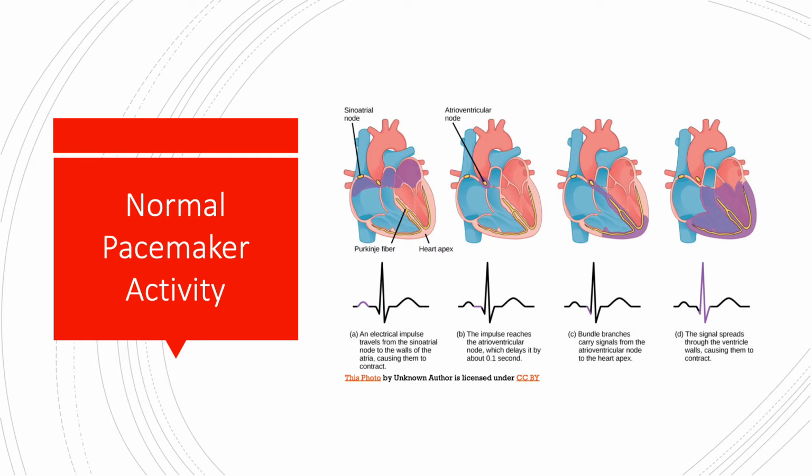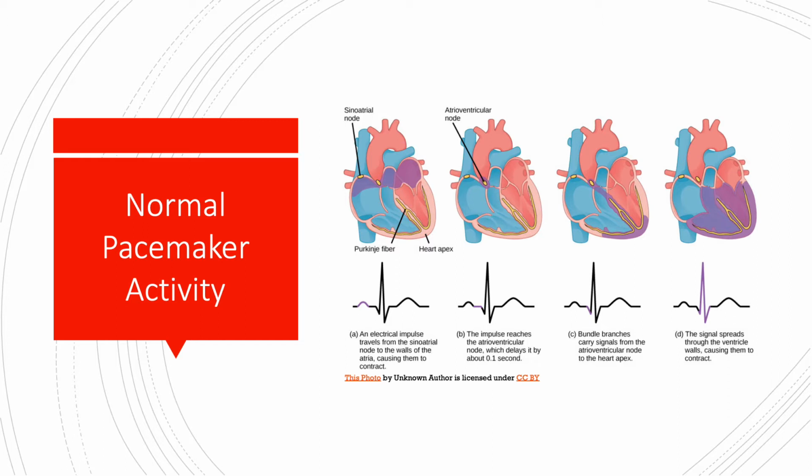The heart cells that contain the quickest rate of action potential act as the pacemaker, which happens to be the sinoatrial node, or SA node. An action potential located in the SA node is responsible for the start of the contraction.